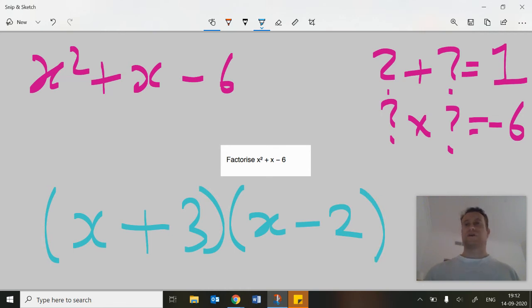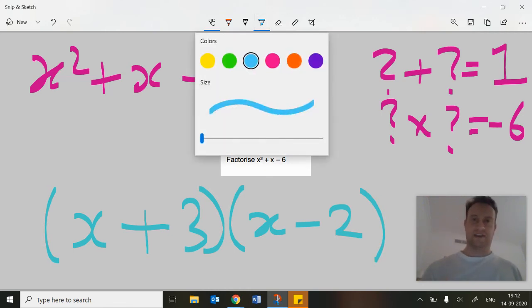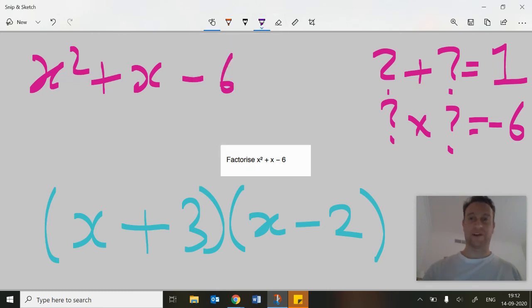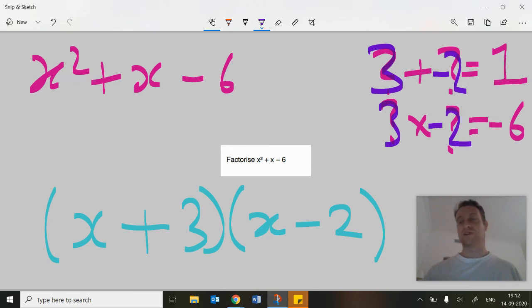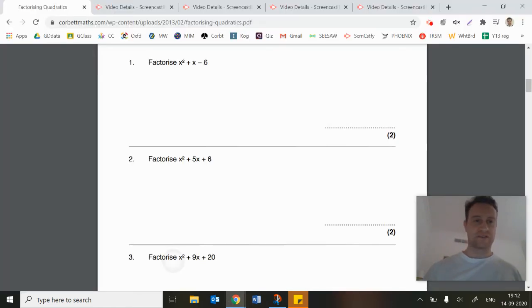So again, let's just check on that one. Just be really clear on that one. We've got 3 and minus 2 adding together to give plus 1, and then 3 and minus 2 multiply to give minus 6 as well. So that's done. Let's maybe choose another question from Corporate Maths.